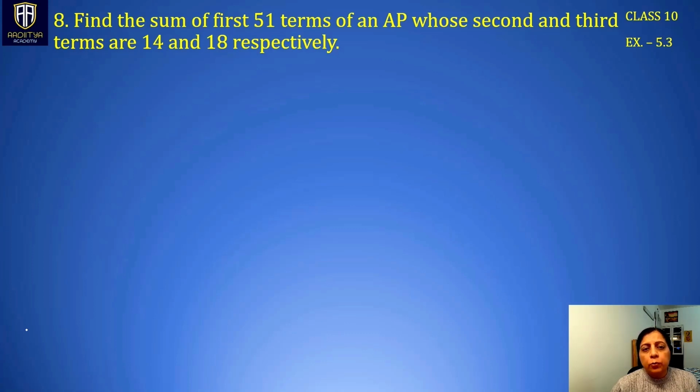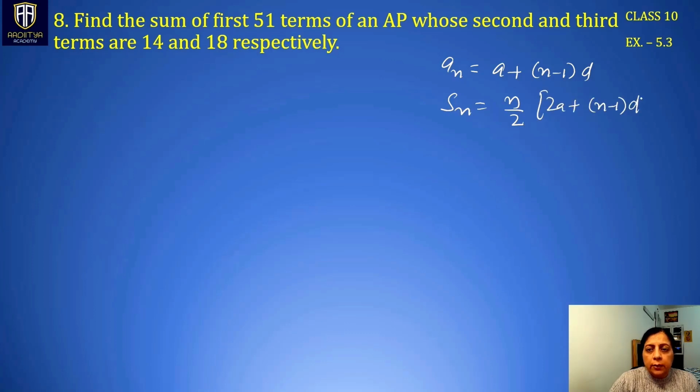As we have discussed both the formulae, I'm writing them here. An is a plus n minus 1 d and Sn is n by 2 times 2a plus n minus 1 d, and in case the last term is known to us, we can write this as n by 2 times a plus l. So now let us start with the question. Find the sum of first 51 terms of an AP whose second and third terms are 14 and 18 respectively.